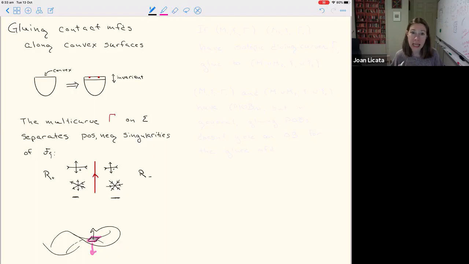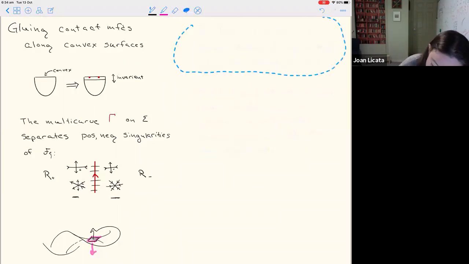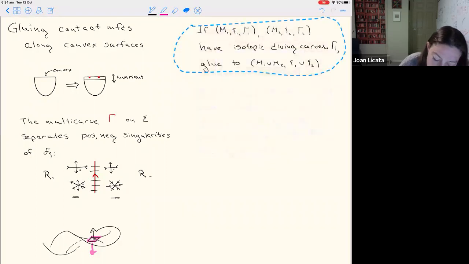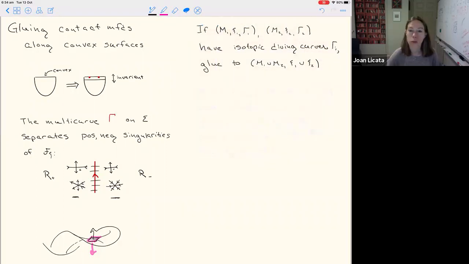And if you take any multi-curve that separates all the positives on one side, all the negatives on the other, and is everywhere transverse to the remaining leaves, then we call that red multi-curve a dividing set. One of the things that is great about dividing sets is that it's a very small amount of information to keep track of that tells us that we're still allowed to glue, okay?